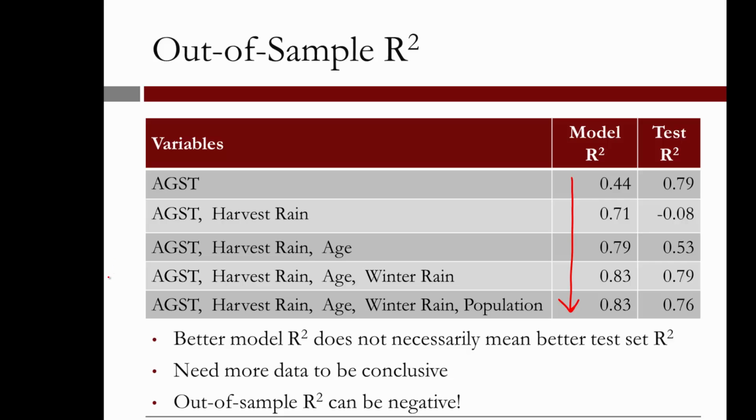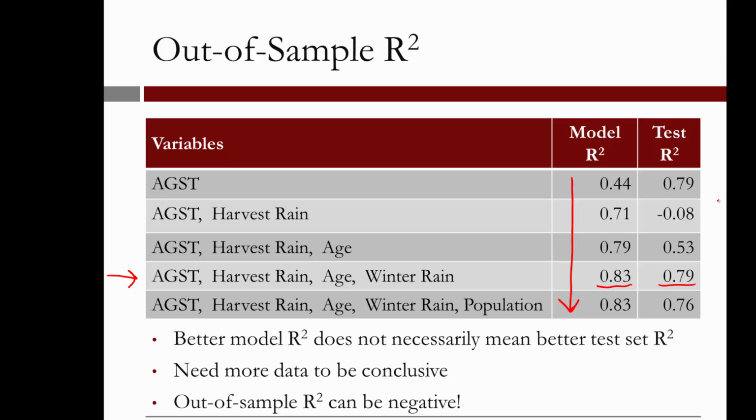It looks like our model that uses average growing season temperature, harvest rain, age, and winter rain does very well on the training data and on the test data. But for this example, we need more data to be conclusive, since 2 data points in the test set is not really enough to reach any conclusions.